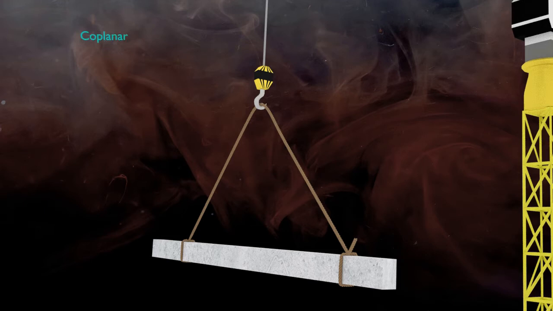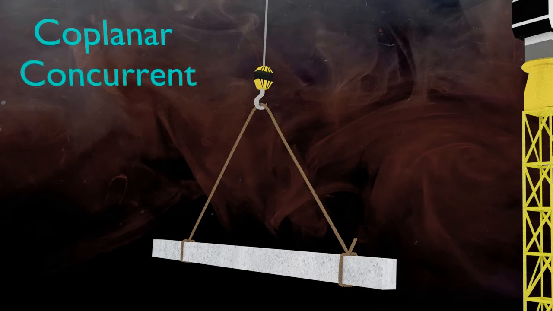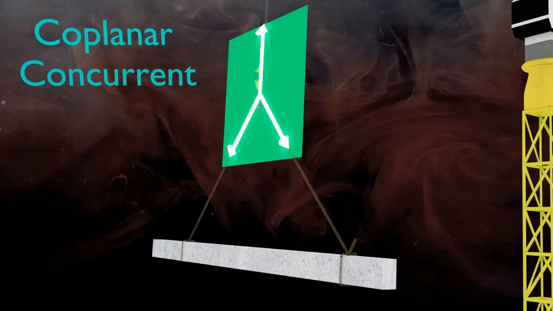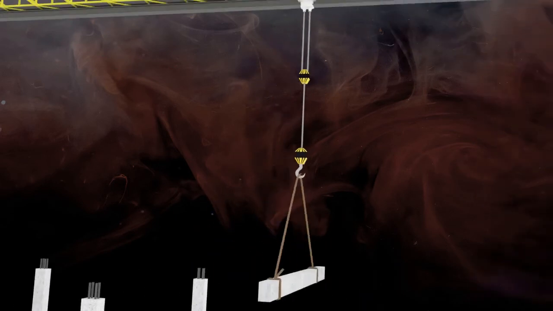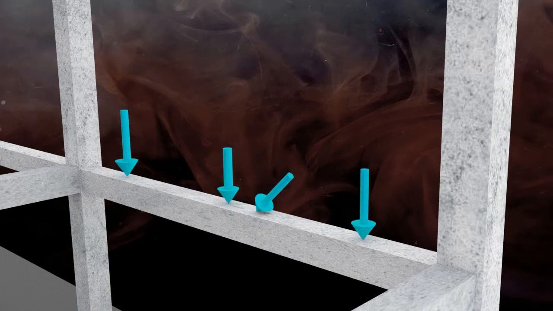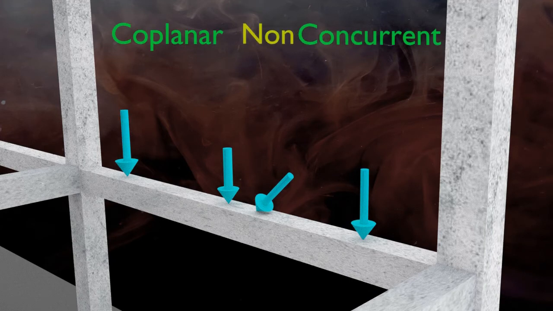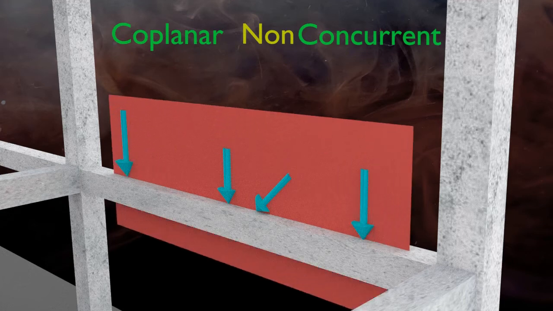This is the example of coplanar concurrent forces where all forces pass through a single point and they lie in the same plane. Forces acting on a beam of a building are coplanar non-concurrent forces which do not meet at a single point, as some of the forces are parallel to each other but they lie in a single plane.